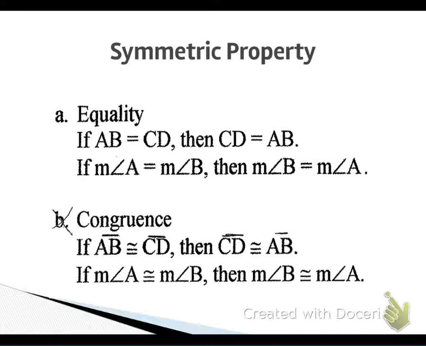For the one for congruence, we see if AB is congruent to CD, then CD is congruent to AB. And we see if angle A is congruent to angle B. We're going to drop those little measure signs. You're just going to write if angle A is congruent to angle B, then angle B is congruent to angle A.